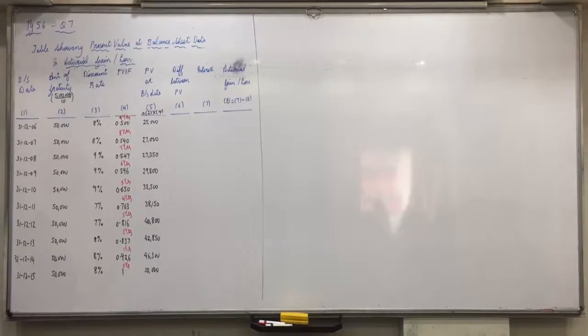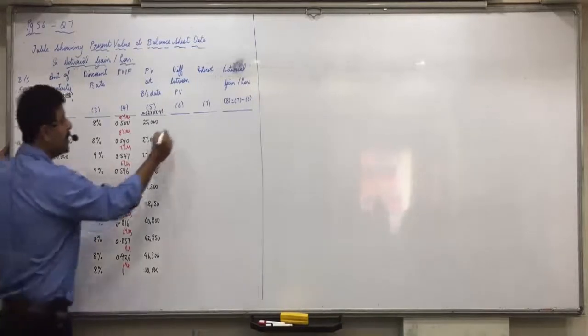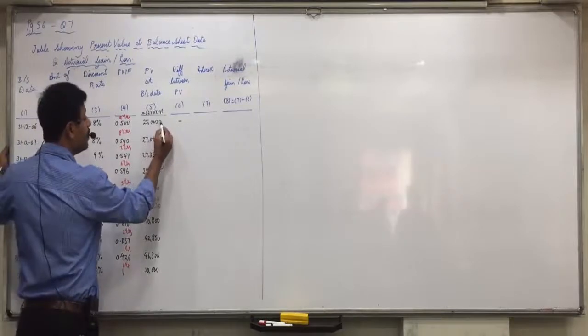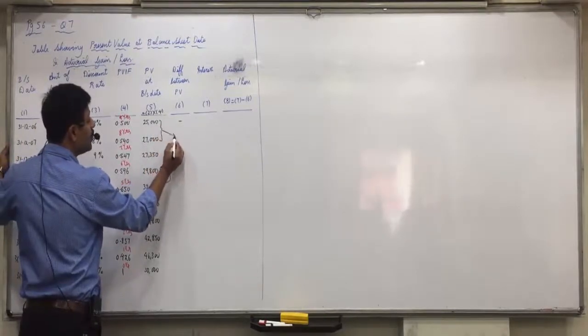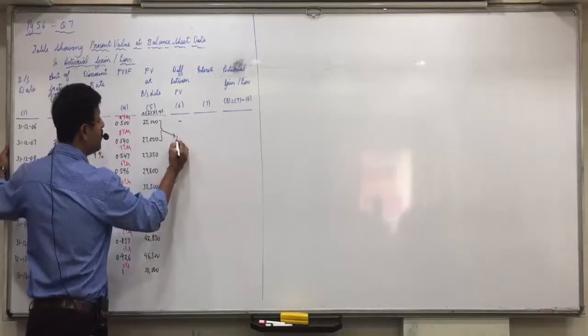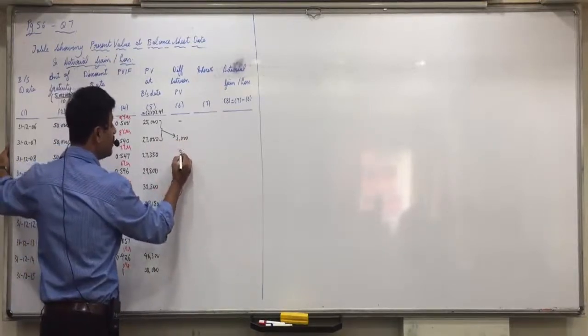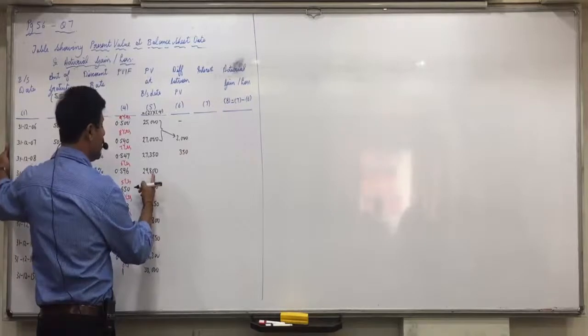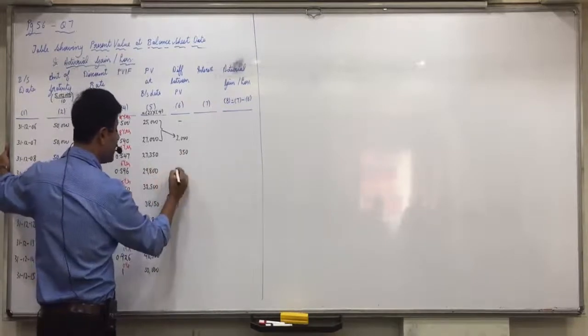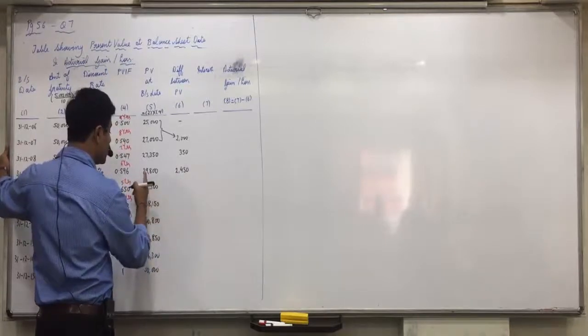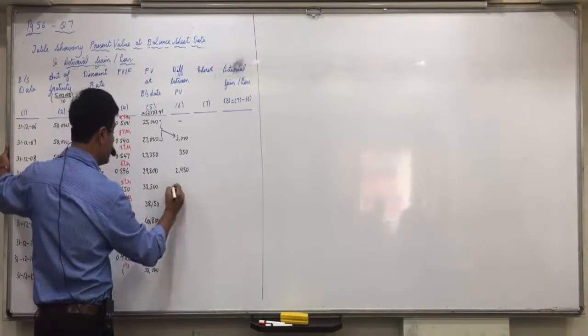Now difference between present value, I told you, means difference between current year and last year. So first year there will be no difference because this is the first year you're investing. Now this difference we will write over here. 27 minus 25. Then 27,350 minus 27,000. 29,800 minus 27,350. 2450. 32,500 minus 29,800.